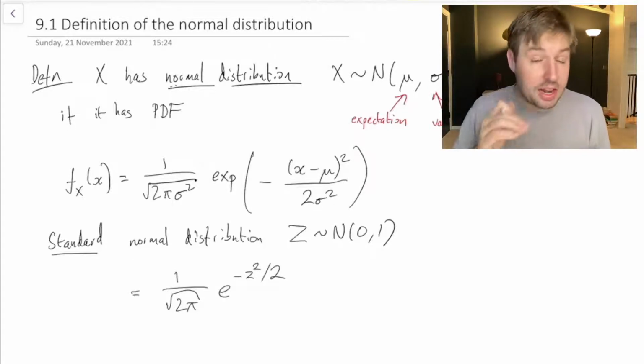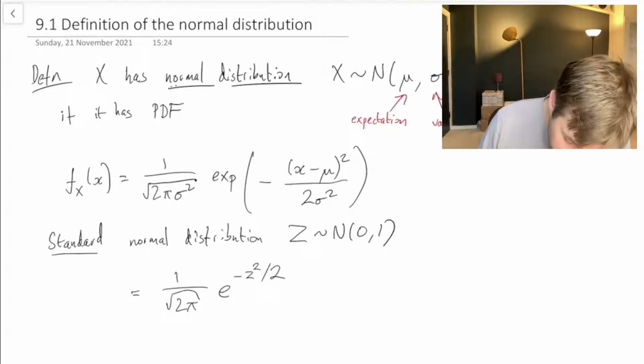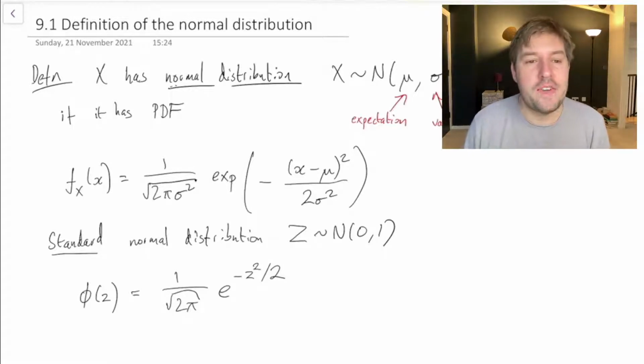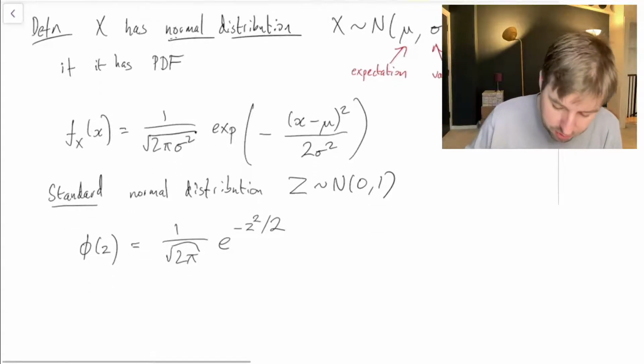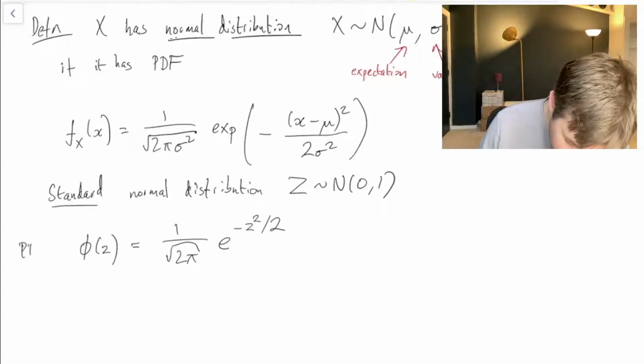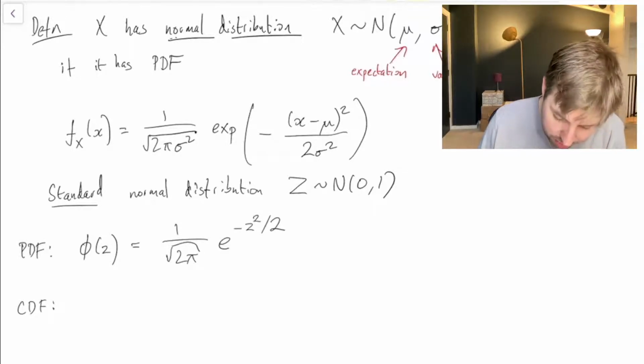Now you'll notice I've used the letter z here. That's because standard normal distributions are traditionally given the letter z. Also, their PDF, their probability density function, is traditionally given this letter, which is a lowercase Greek phi. So that's just the PDF of the standard normal distribution. We'd normally write f sub z, but for whatever historical reasons, phi has become used for the PDF of the standard normal. And later, the CDF of the standard normal will be very important.